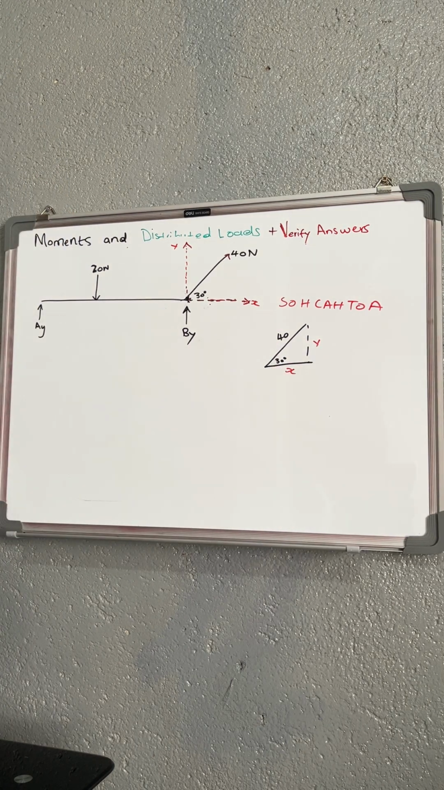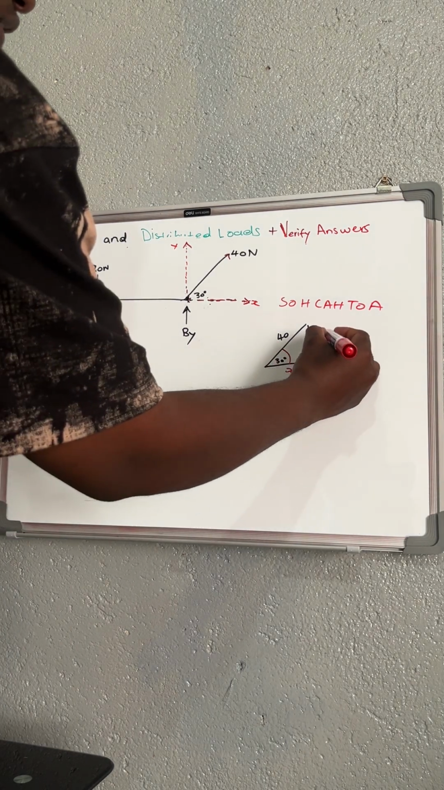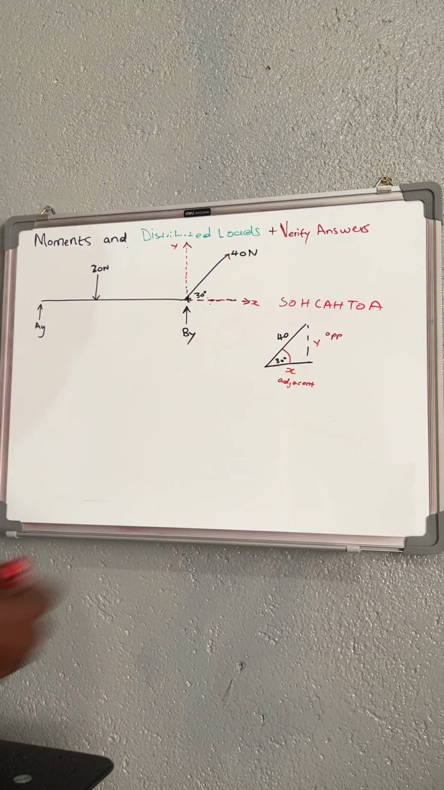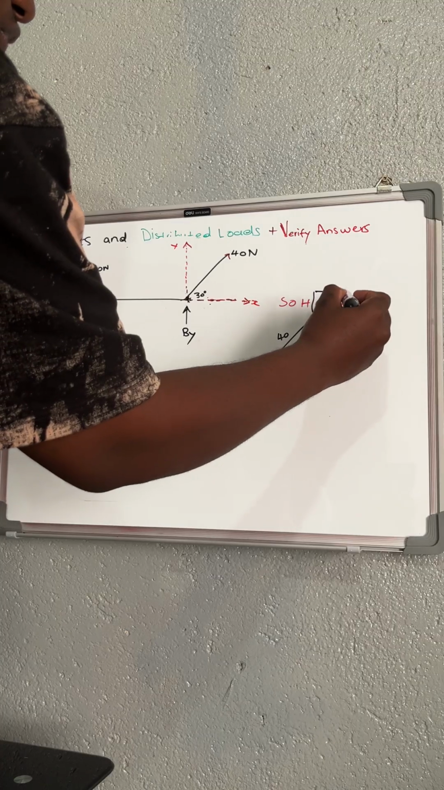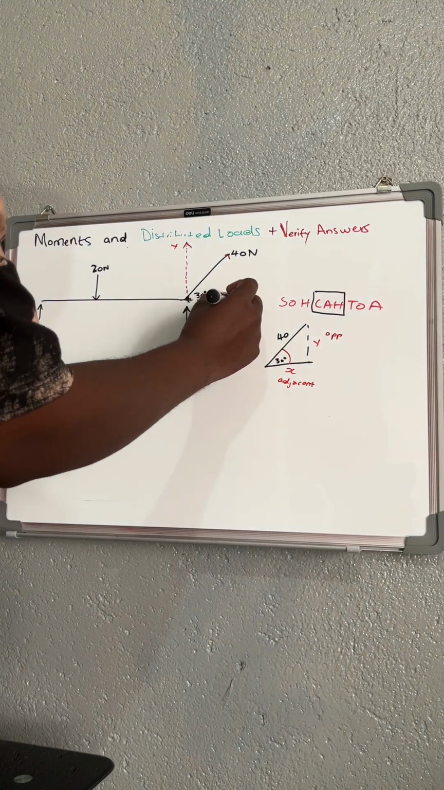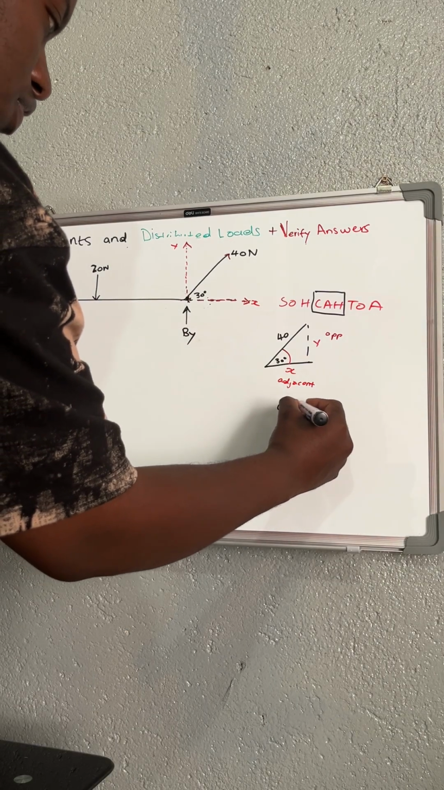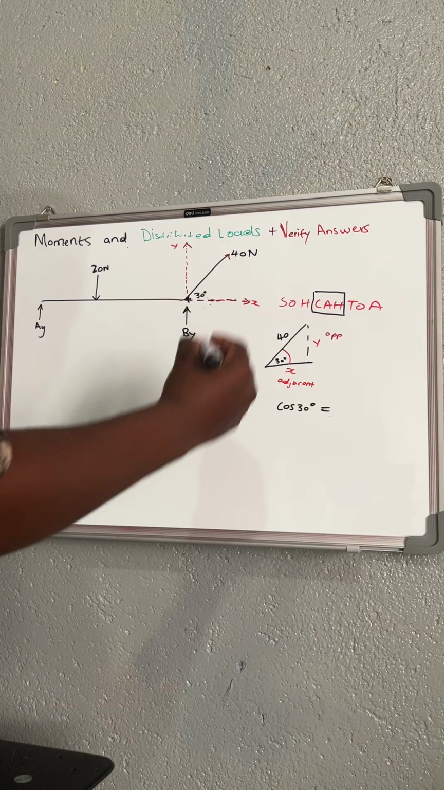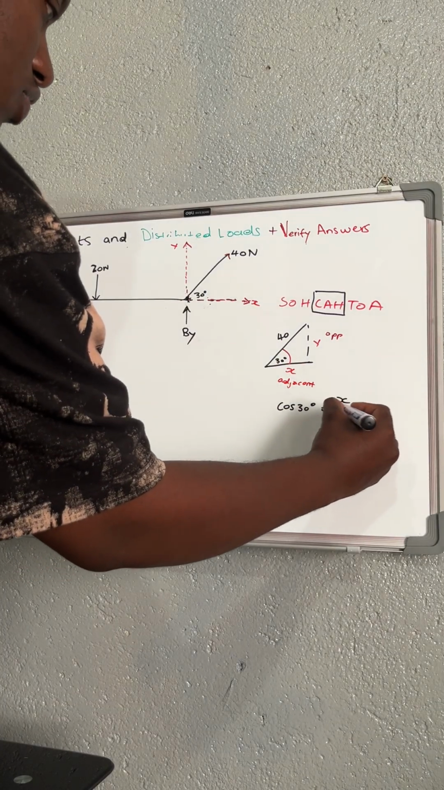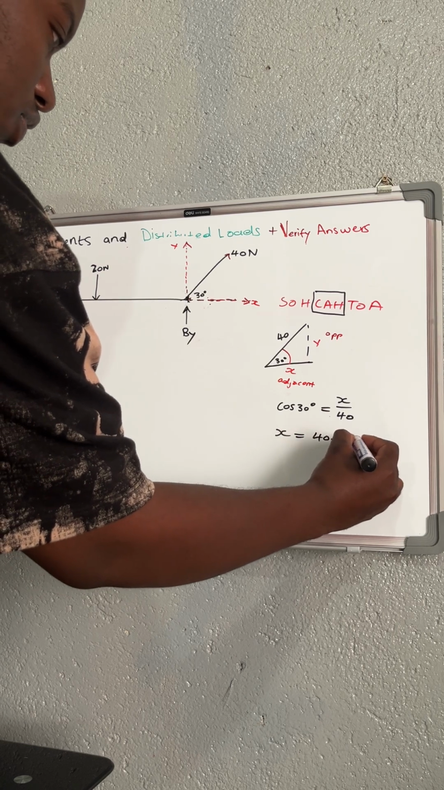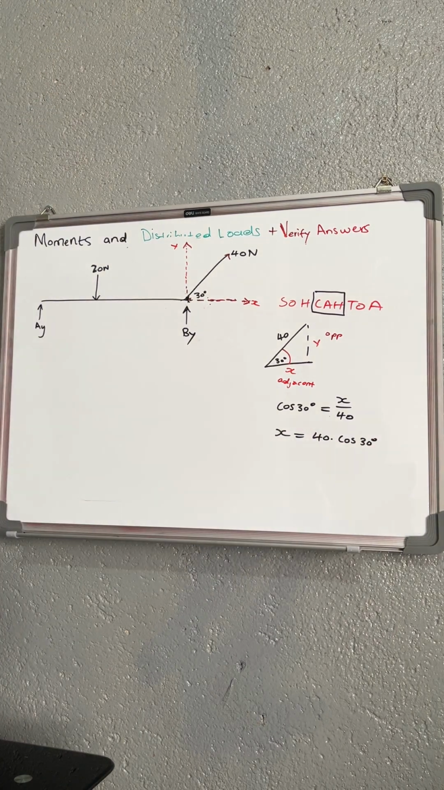So if you want your x, you will say, okay, this angle is opposite to this one, then this one is our adjacent. You look at the formula that has your adjacent. Which one is that? You can see that it's your cos. So cos of 30 degrees equals your adjacent over hypotenuse. You have your x over 40. Then it means your x would be equal to 40 multiplied by your cos of 30 degrees.